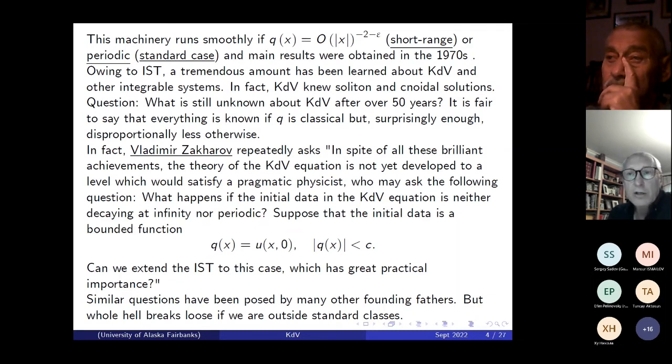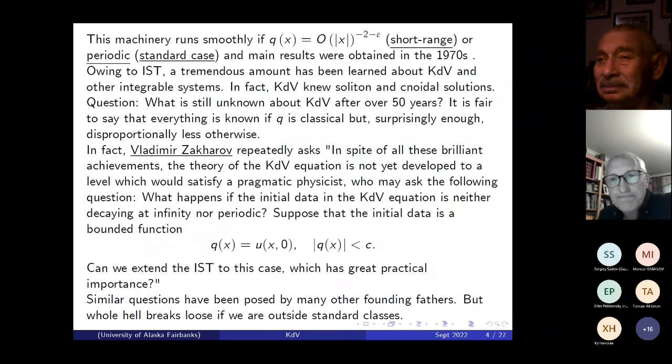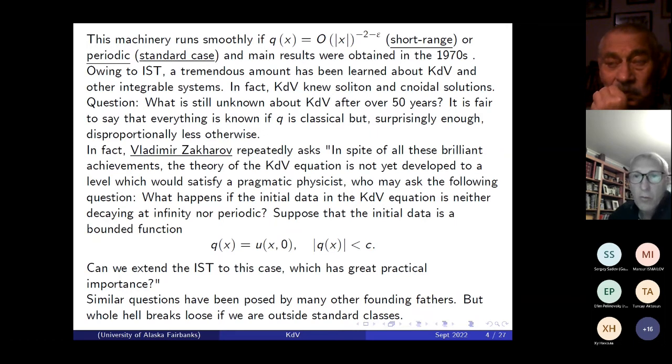And since the late 60s, a lot of information was derived or learned about integrable systems using the inverse scattering transform. And one would wonder what is not known after more than 50 years. And I would say that almost everything.